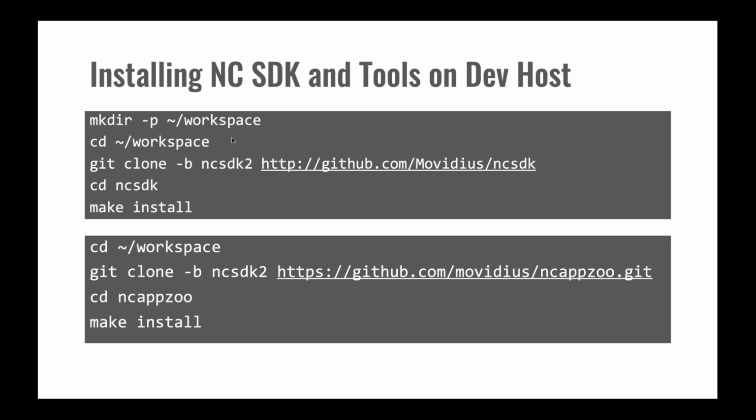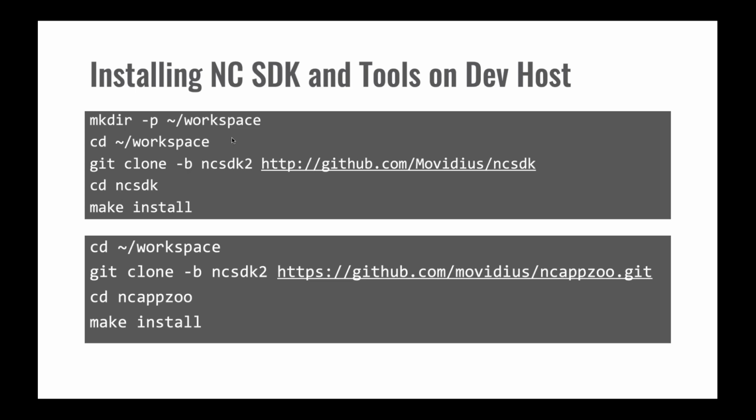The other important add-on to NC SDK is called the NC App Zoo. NC App Zoo comes with a lot of pre-trained models and pre-generated graphs that you can straight away use with your applications. So you don't need to train the model completely or run the optimizer. For example, face detection, RetinaNet, AlexNet, GoogleNet, LeNet, all of those are already built and readily available.